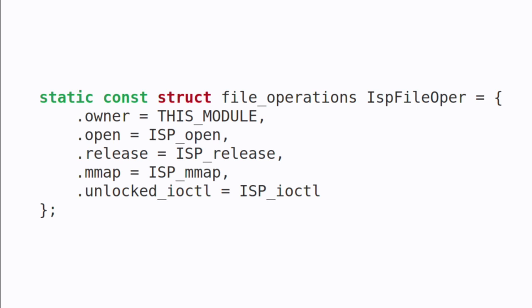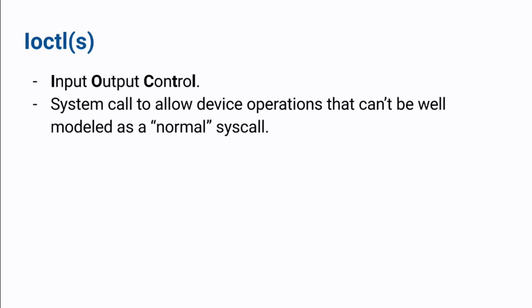However, open, we see, routes to ISP_open. And another one here that maybe not everybody is familiar with is ioctl, or the field is called unlocked_ioctl. So I will briefly introduce what that is. ioctl, some people pronounce it that way, stands for input-output control. And it's basically just a system call to allow device operations that aren't well modeled as a normal syscall.